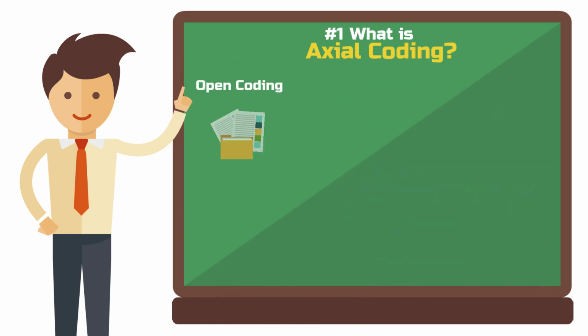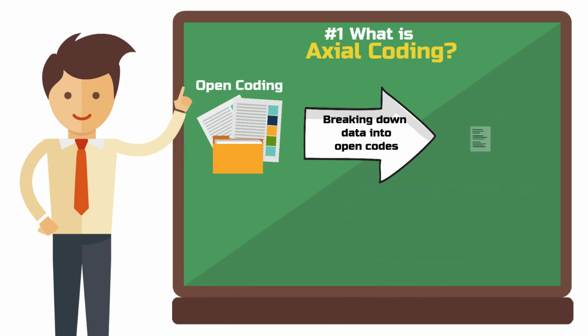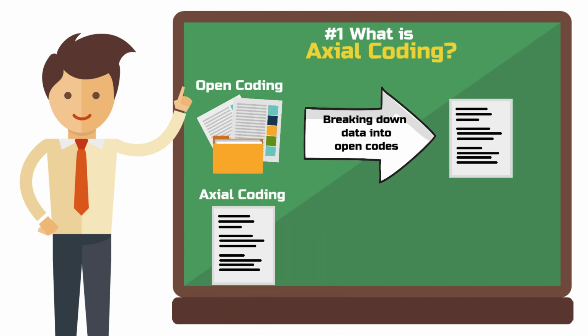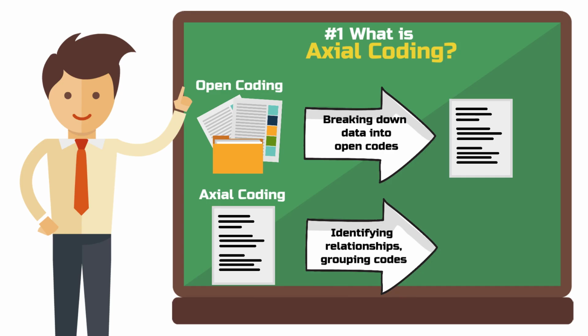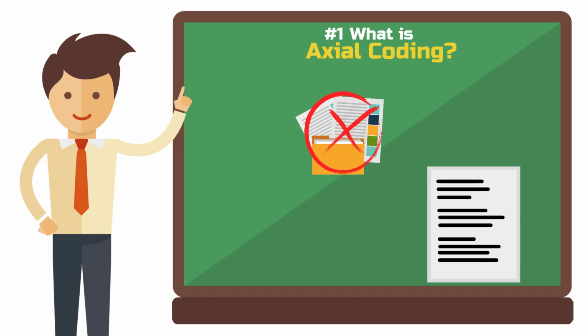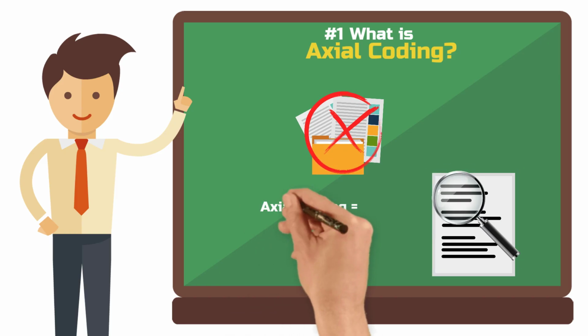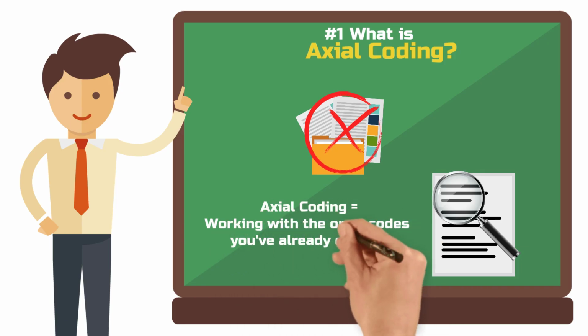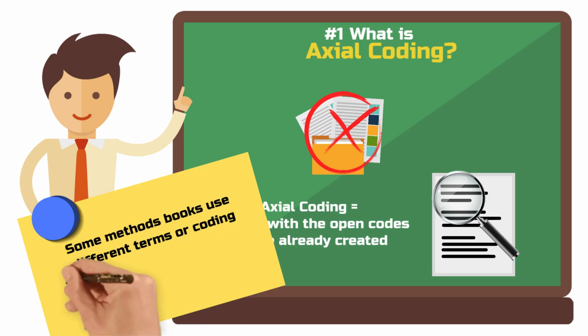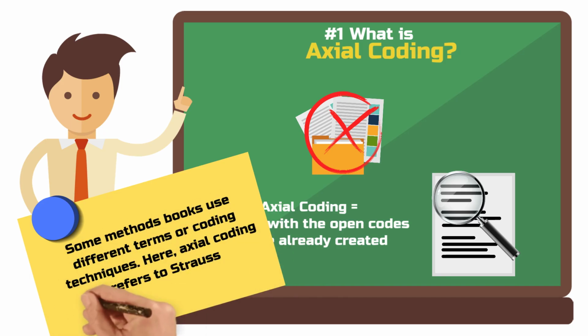While open coding breaks down data into smaller thematic units, open codes, axial coding goes further. It helps you discover how these relatively concrete codes relate to each other and how they can be grouped. This means you're no longer working directly with your data, but rather with the open codes you've created. Keep in mind that other grounded theory books might use different terminology or slightly altered techniques. Here, when we speak about axial coding, we always refer to the approach of Strauss and Corbin.